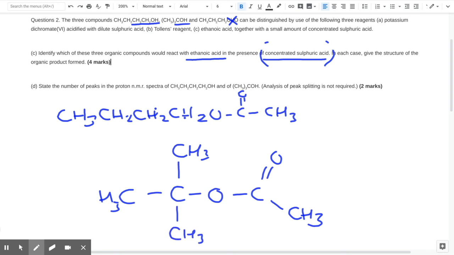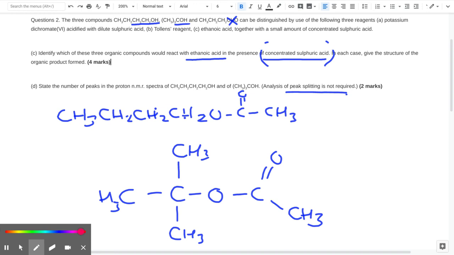And for the final question then, it's asking us just to do some NMR. But this time it's not asking us for analysis of the peaks. This time it's just asking us for the sheer number of peaks that we have in the compound. So this is looking at the different number of chemical environments.